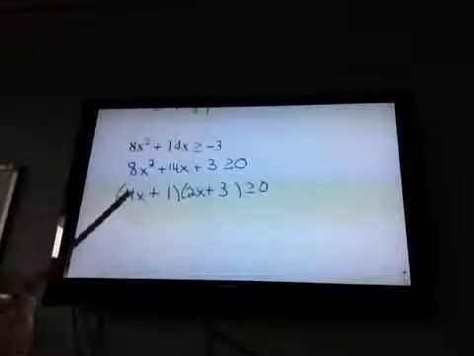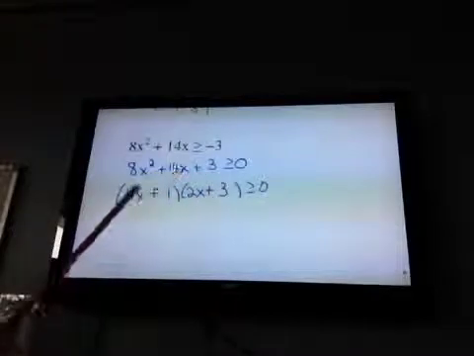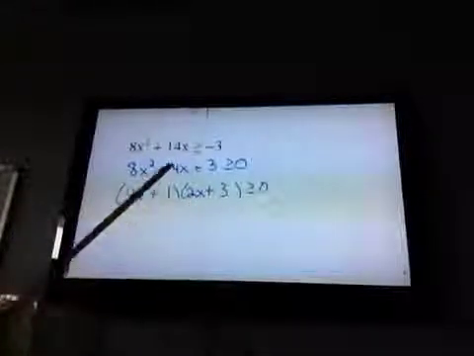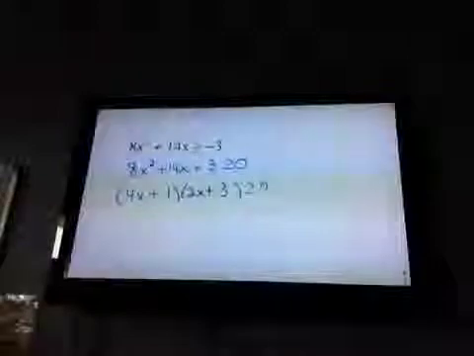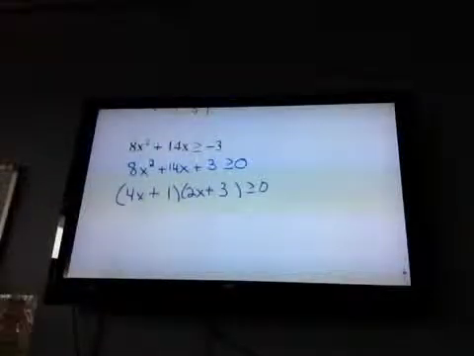Double check that you're correct. Outer times outer, positive 12. Inner times inner, positive 2. 12 and 2 gives me my 14. So my zeros are negative 1/4 and negative 3/2.